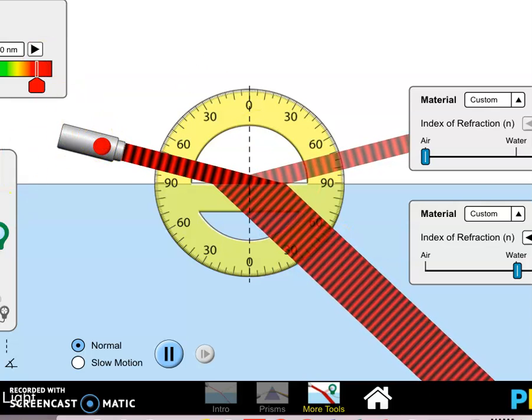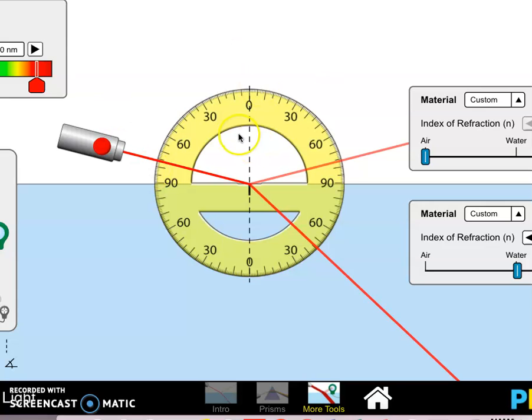For refraction, back into ray view, we see that light forms a larger angle, a fatter angle, in the material in which it travels faster. Fatter angle in the faster material. Slower material gives us a slimmer angle.